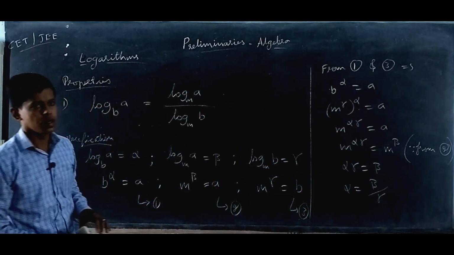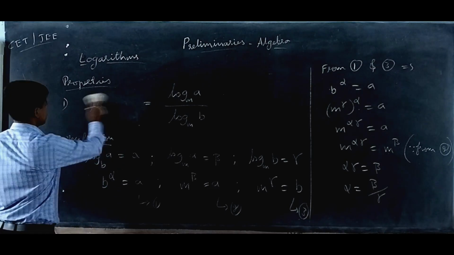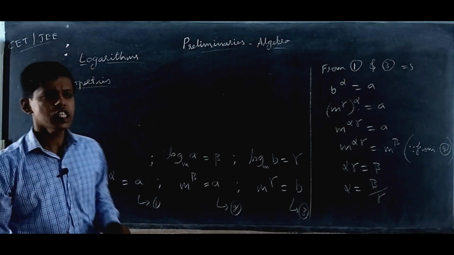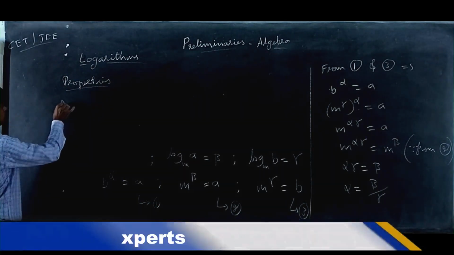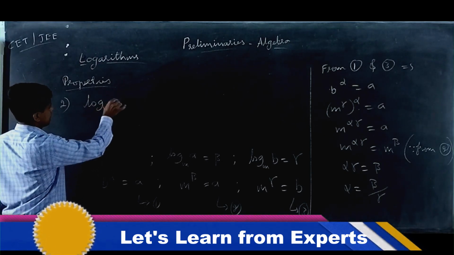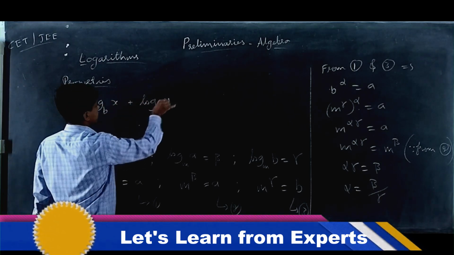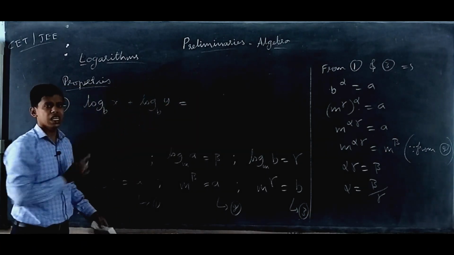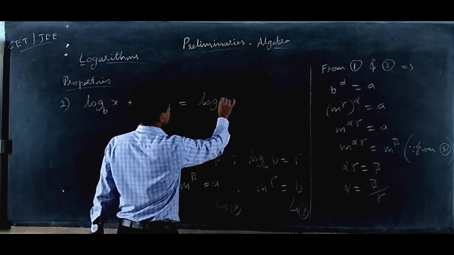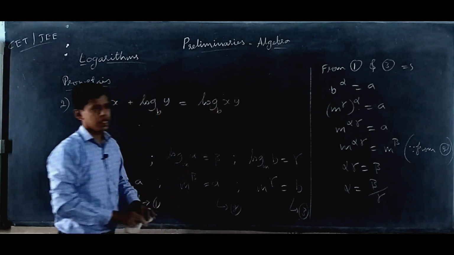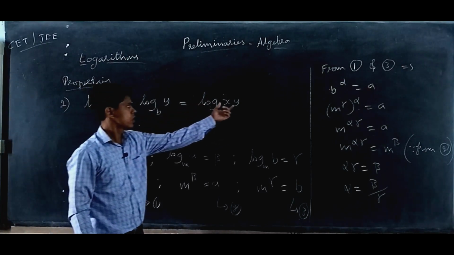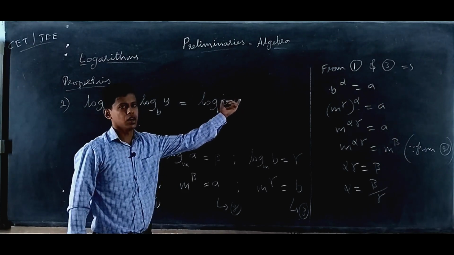Second property also is understood in the same way. And what is that second property? Second property is if you have addition of two quantities in log, okay, so that means you have log x plus log y, both must be of the same base, then only you can add them, otherwise you cannot. Now that would be equal to log xy. So understand, if you have addition here of log, then you will have multiplication inside log.